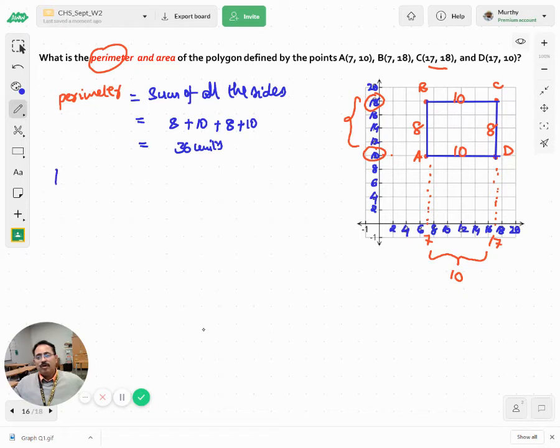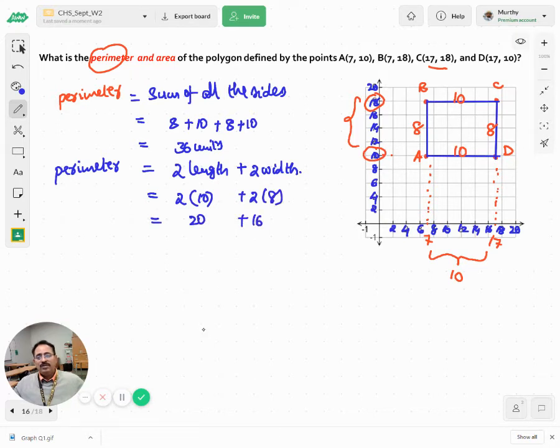Or else if you want to follow the traditional way, the perimeter of a rectangle is twice length plus twice width. Of course, if you want, you can take 2 as common. So twice length is twice 10 plus twice width is 8. 2 tens are 20, 2 8s are 16, then 20 plus 16 gives you 36 units. Notice that whatever way you do it, you will end up with the same answer.